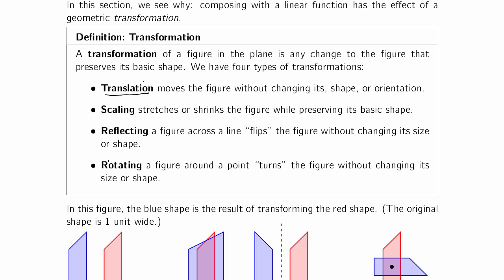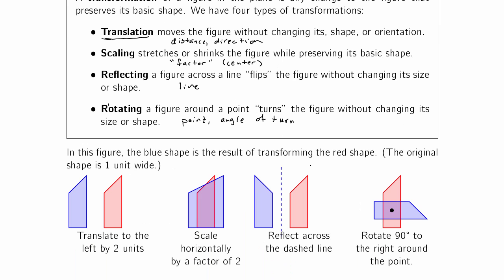Scaling stretches a figure while preserving its basic shape. Reflecting flips a figure across a line without changing its size or shape. And rotating turns a figure around a point. So if we're going to translate, we need a distance and direction. If we're going to scale, we need a factor and also a center, though we'll often be very quiet about what the center is when we're working in a coordinate plane. If we're reflecting, we need a line. And if we're rotating, we need a point and an angle of turn.